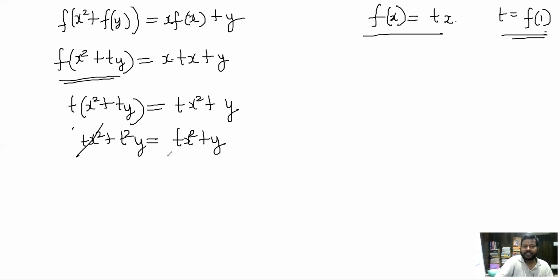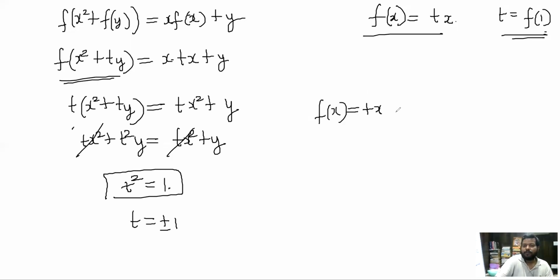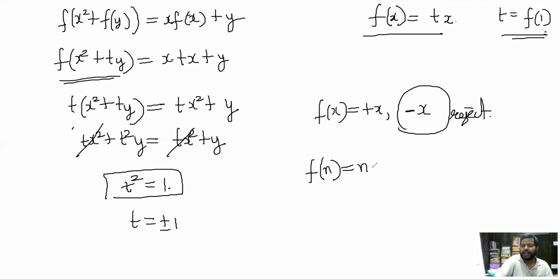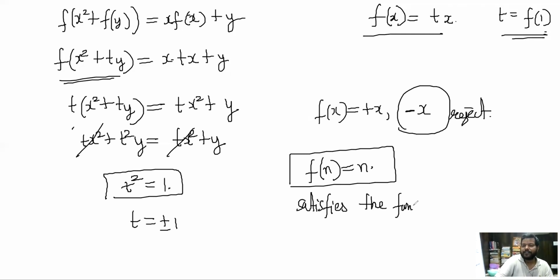And tx square gets cancelled, and you get t square is equal to 1, because y cannot be 0. y was a natural number. So t can be plus or minus 1. So f of x can be plus x or minus x. We will reject the minus x because we were working in natural numbers. So the function can be f of n is equal to n. So that is the function that satisfies the functional relation that we had in the beginning.